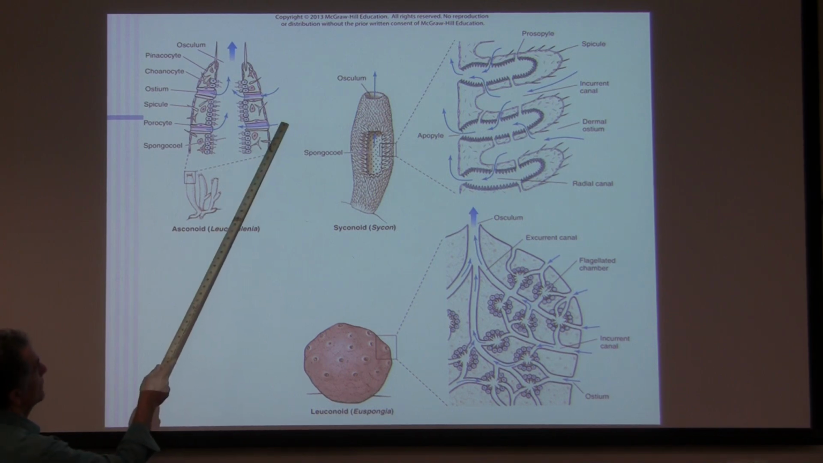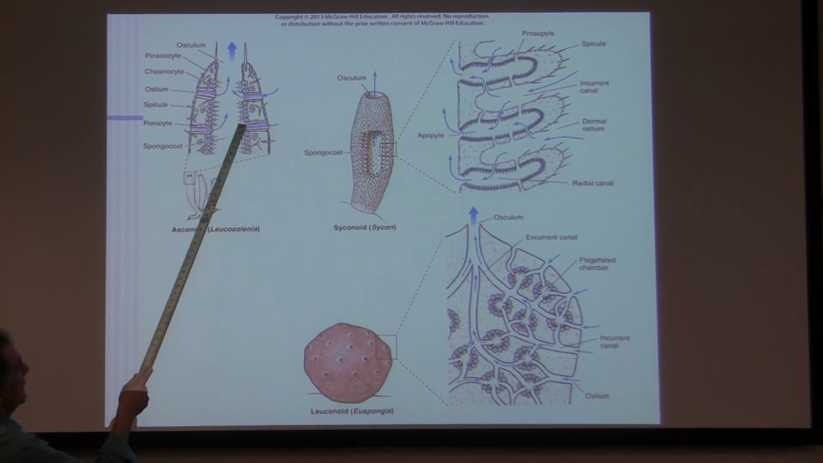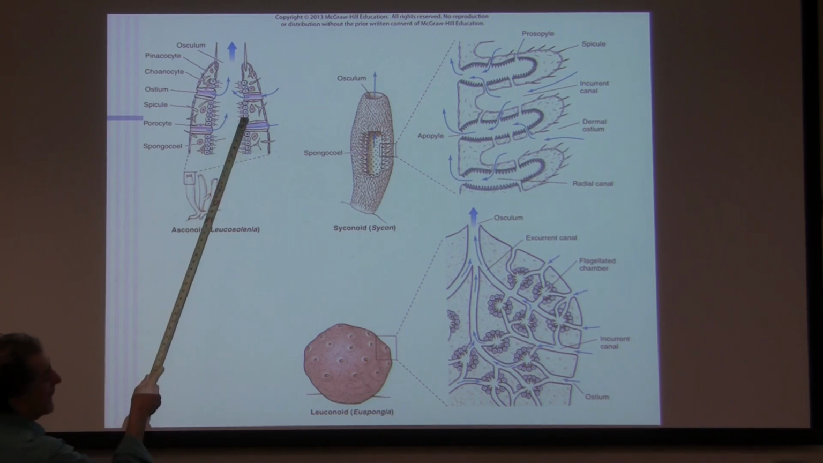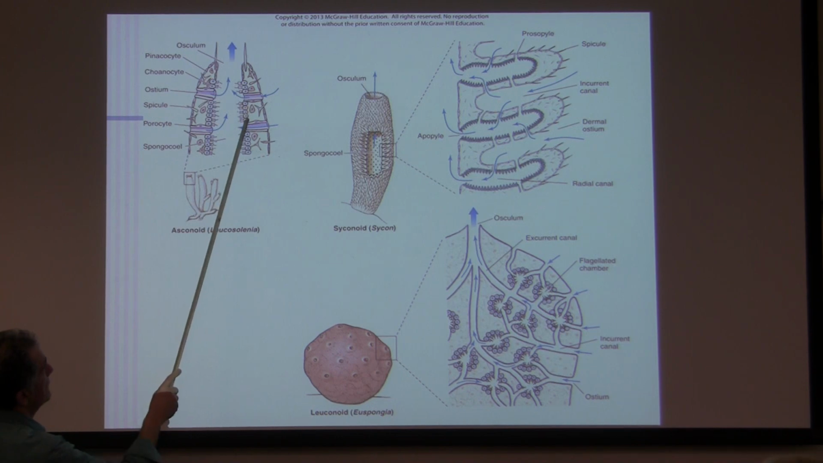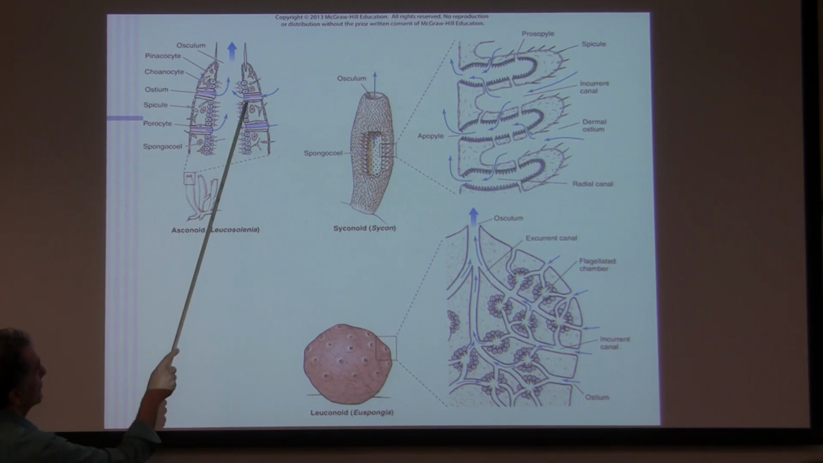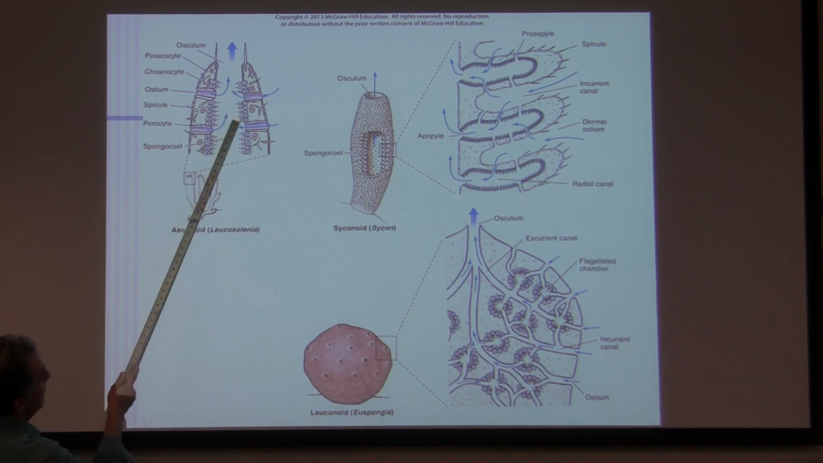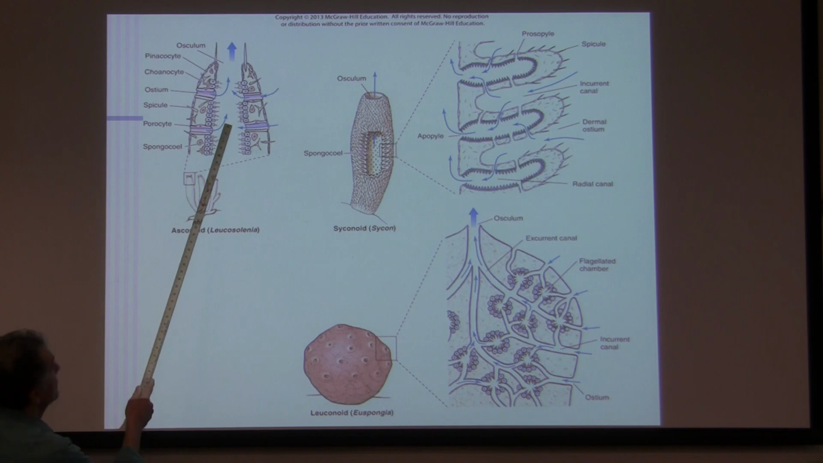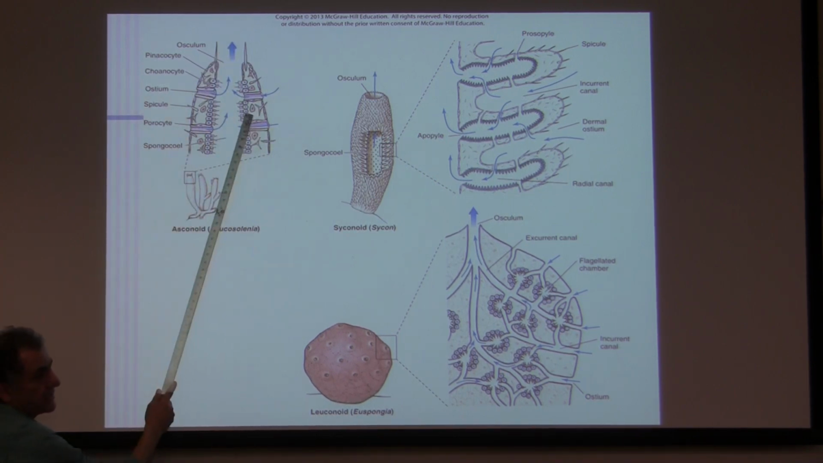So what happens, water comes in through the ostia. These are ostia. It comes in, and there is food in here, and the food gets trapped by the microvilli of the choanocytes. These cells right here are called choanocytes. And then choanocytes have these little flagella, and the flagella push the filtered water out through the osculum. Very simple type of canal system.